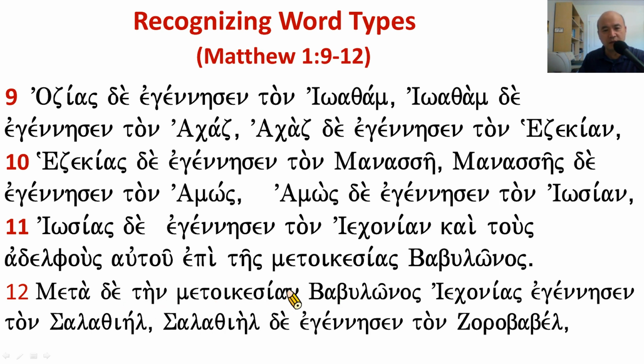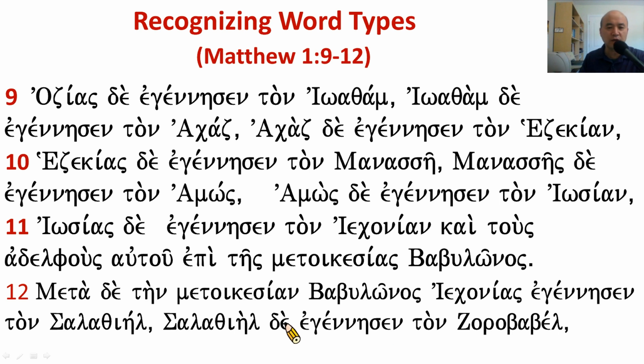Meta de tin metikesian Babylonos, Jechonias egennesen ton Salathiel: this man Jechonias gave birth to Salathiel. Salathiel de egennesen ton Zorobabel: and this man Salathiel gave birth to Zorobabel. Again, Meta de tin metikesian Babylonos, Jechonias egennesen ton Salathiel, Salathiel de egennesen ton Zorobabel.